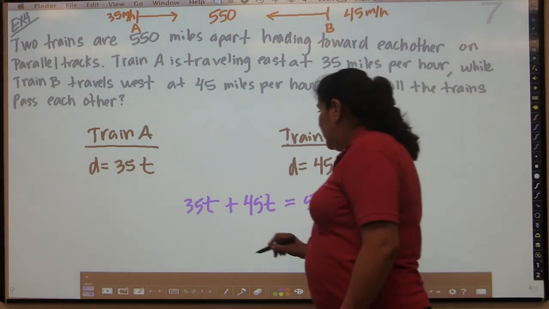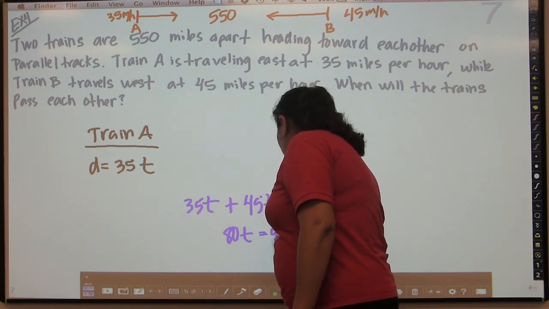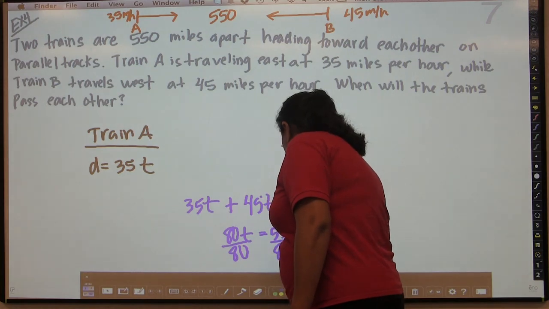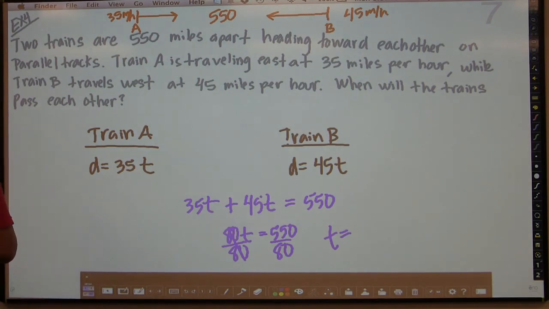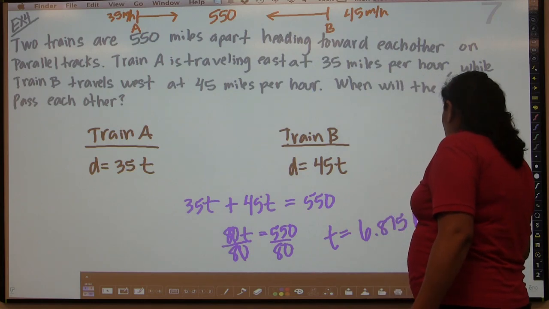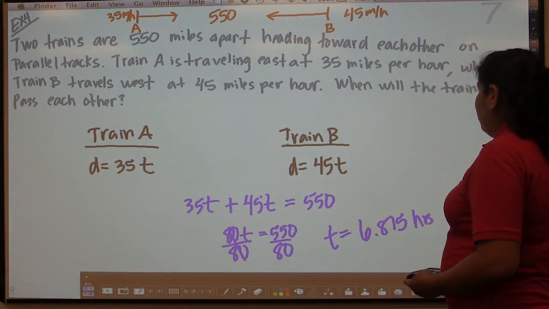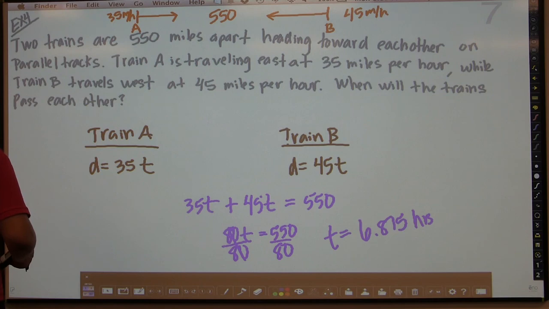45 and 35 is 80. Divide by 80, and we have our time. Time is equal to 550, and let me just write this down here, 550 divided by 80, which is 6.875 hours. So after 6.875 hours, the trains can pass each other. All right? And if you want, you can even convert that into hours and minutes, but that's okay. This is fine. So 6.875 hours.